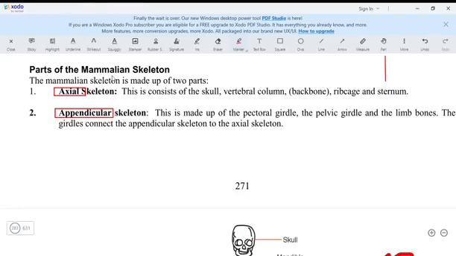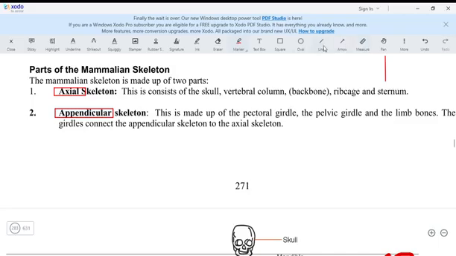In this lesson, we'll be looking at the topic parts of the mammalian skeleton, which is a continuation of supporting tissues in the skeleton that you will see in the other video. So looking at parts of the mammalian skeleton, we have number one, the axial skeleton.